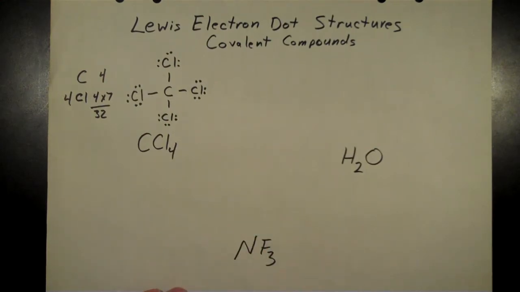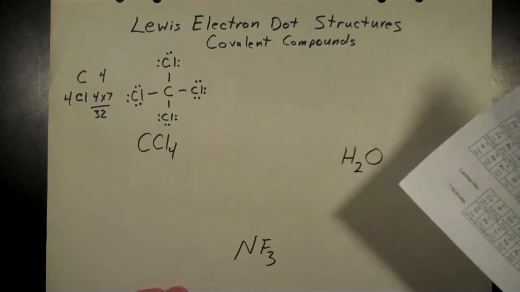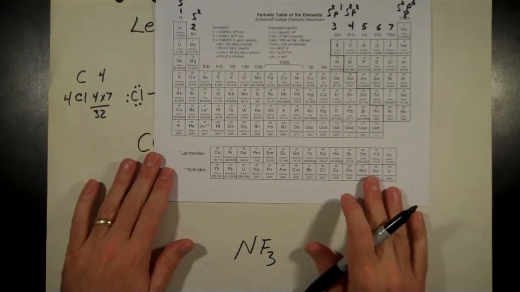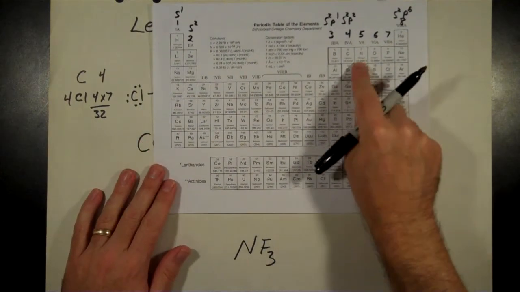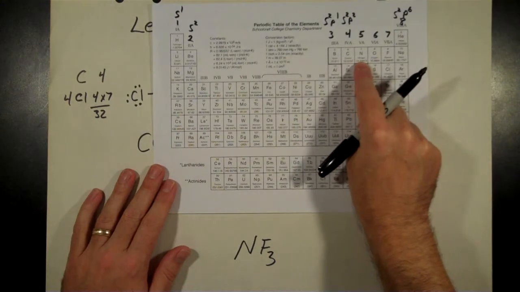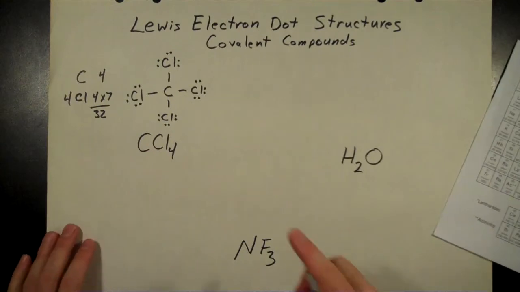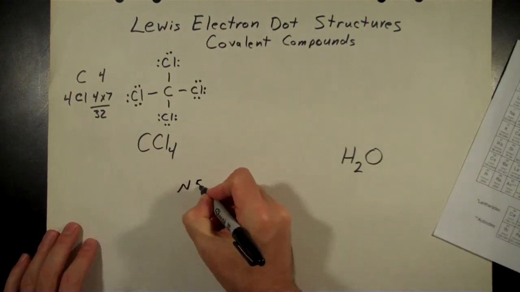All right, let's do this one down here. Let's do NF3. And so let's again start off by figuring out how many electrons each of the elements is going to have there. Here's nitrogen right here in column 15. It's going to have 5 valence electrons for that. So let's just write it off on the side there.